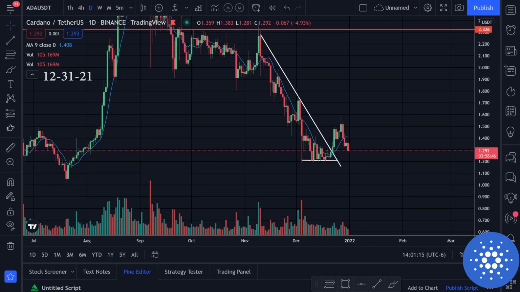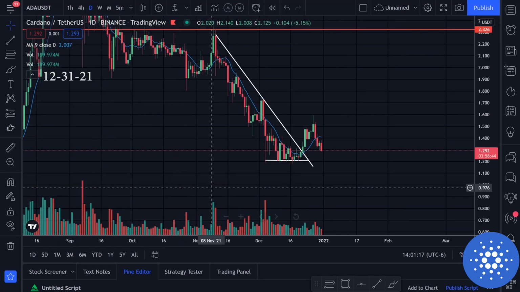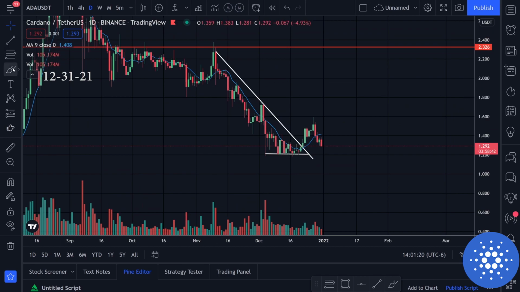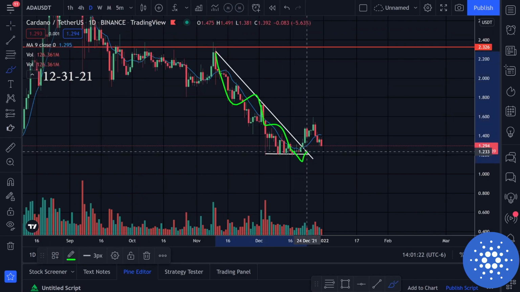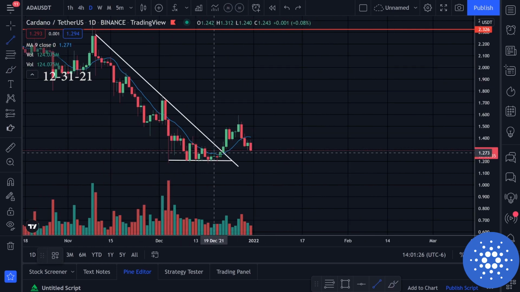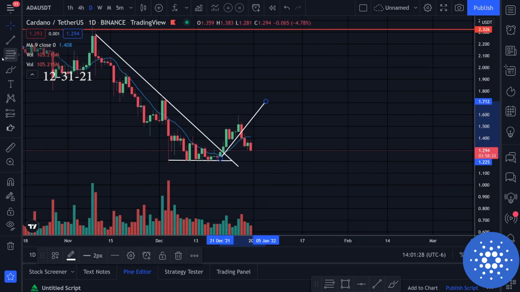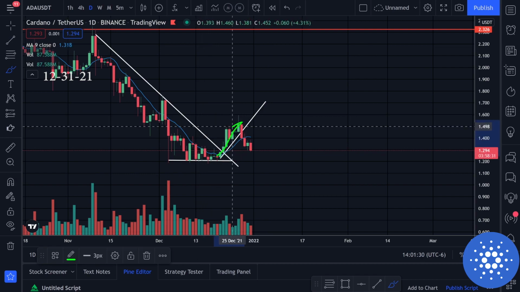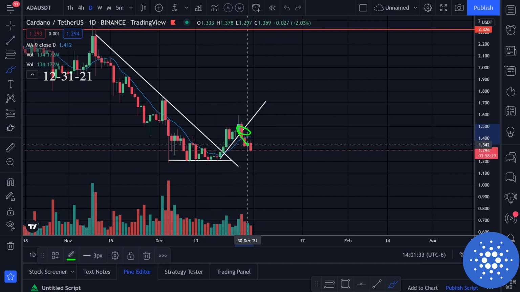Let's take a look at the chart for Cardano. Okay, so here's what we were looking at in my last video. We had a downtrend going down like this. We broke that downtrend going to the upside. After that, I was looking at an uptrend, maybe something like this. We actually broke this uptrend going back down. It looks like we're heading back down again.